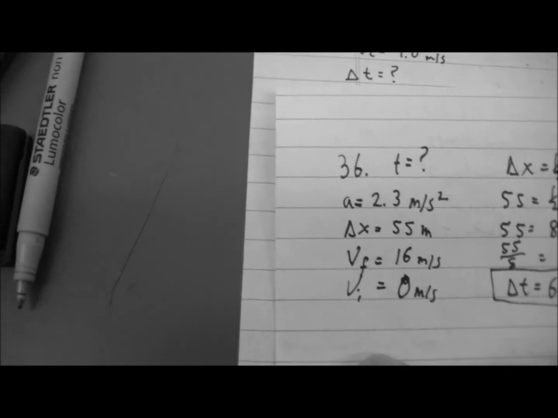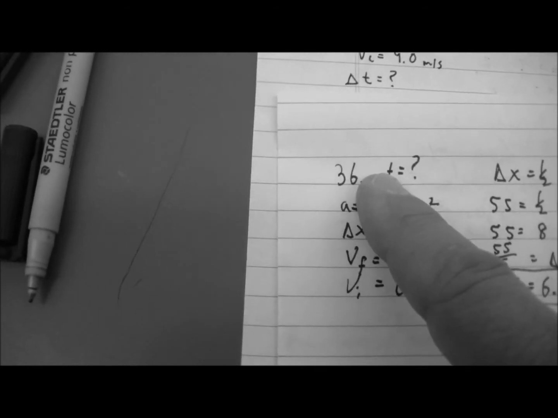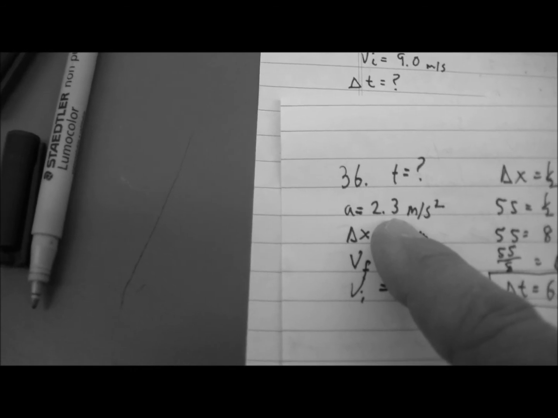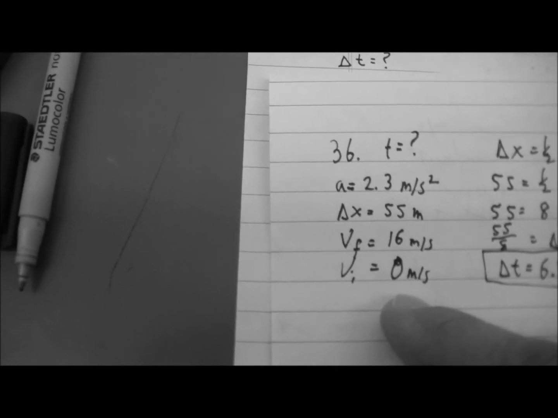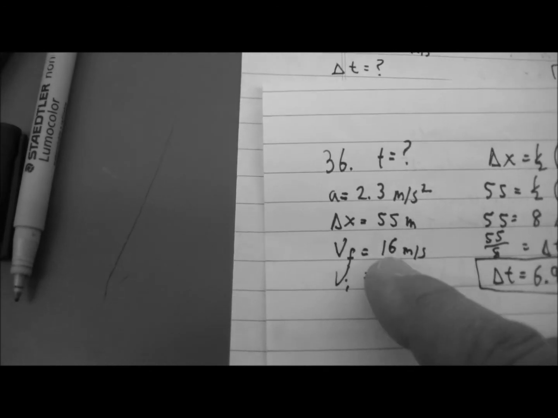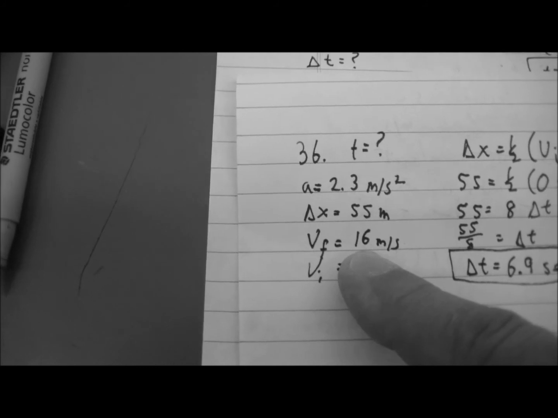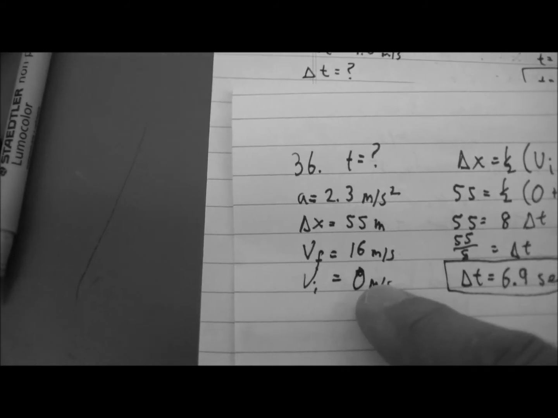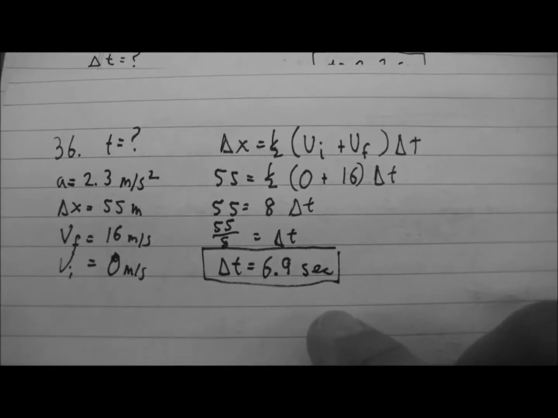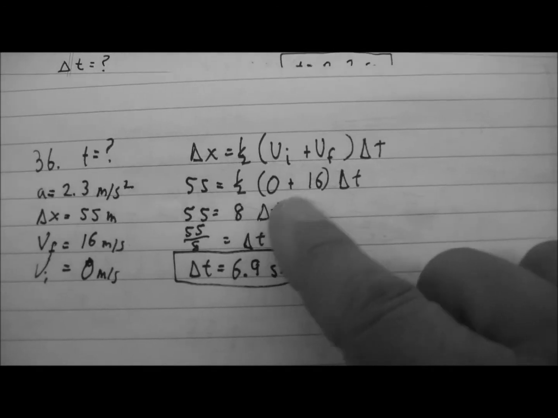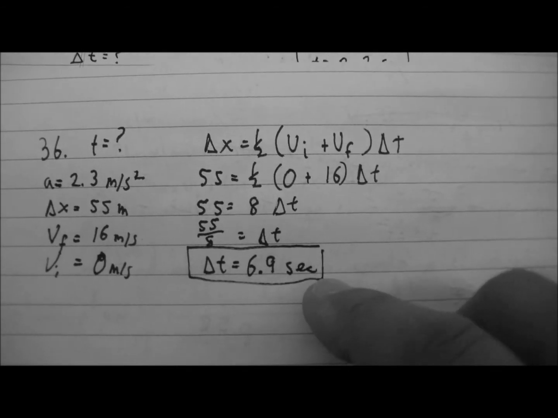Okay, so now let's take a look at 3B. We want to find the time. The acceleration was given. The distance was given. We knew the initial velocity was 0. And because we solved for A, we know that the final velocity is 16. Now that we have 4 knowns and only 1 unknown, we could use quite a few of the formulas on page 58. I chose this one for no particular reason.